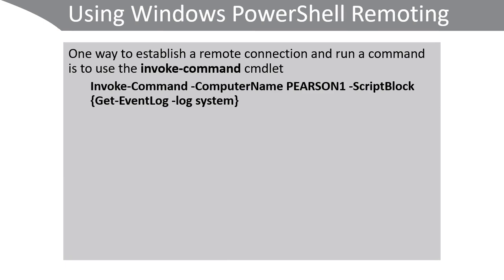In this instance, we're using the Get-EventLog cmdlet and specifying the system log. So the Get-EventLog cmdlet can be run locally. So what we're doing here is putting what it is we want to run locally within curly brackets, and then using the Invoke-Command cmdlet to point that to a remote computer. As I said, if you want to do it on several computers, you just put them after the ComputerName parameter, separated by a comma. So Pearson1, Pearson2, Pearson3, and so on.